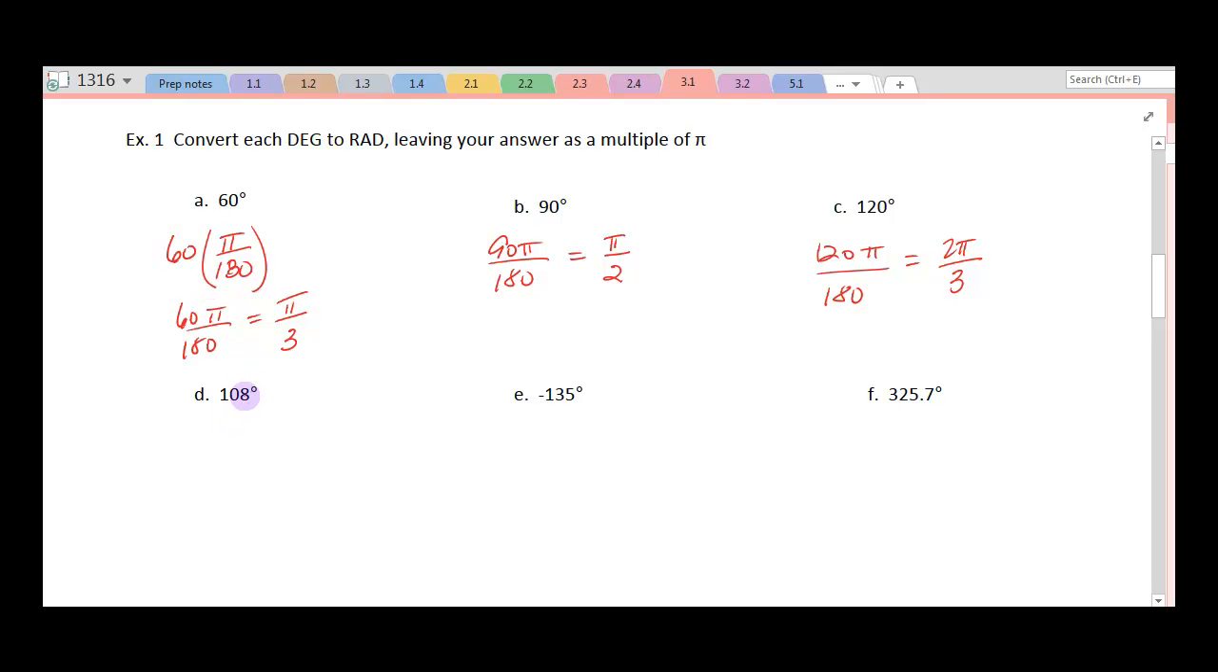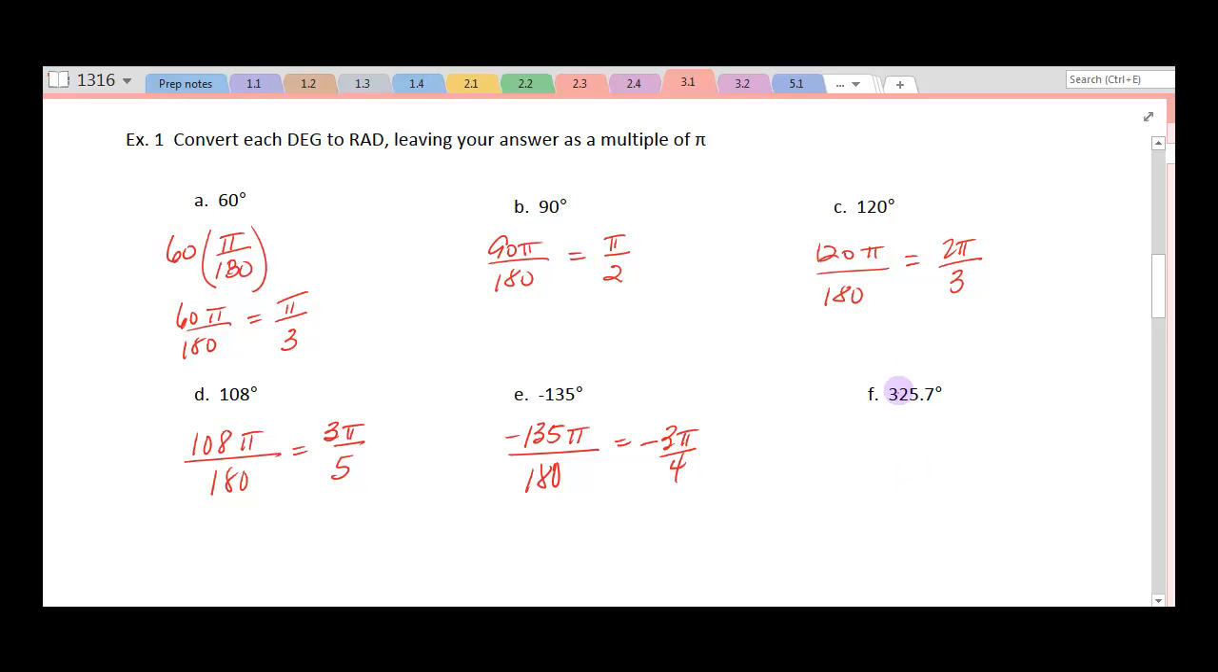But let's do one that's maybe not a common angle we would memorize. How about 108 degrees times pi divided by 180? Well, when I put that in the calculator and reduce that fraction, I end up with 3/5, or 3 pi over 5. The next one, negative 135. We're going to leave it just like it is because I'm converting this angle from degrees into radians. Reduce that fraction, and we should find a negative value of negative 3 pi over 4.